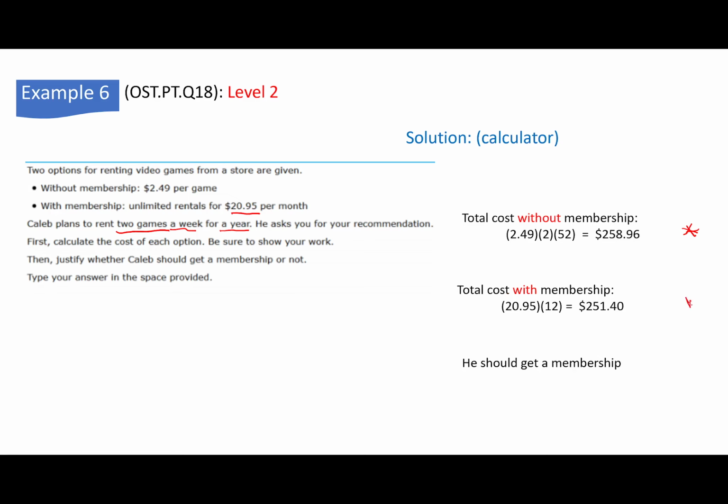So which one is better, this one or this one? This one is cheaper. He should get a membership. With a membership, he pays less. It costs him less at the end of the year.